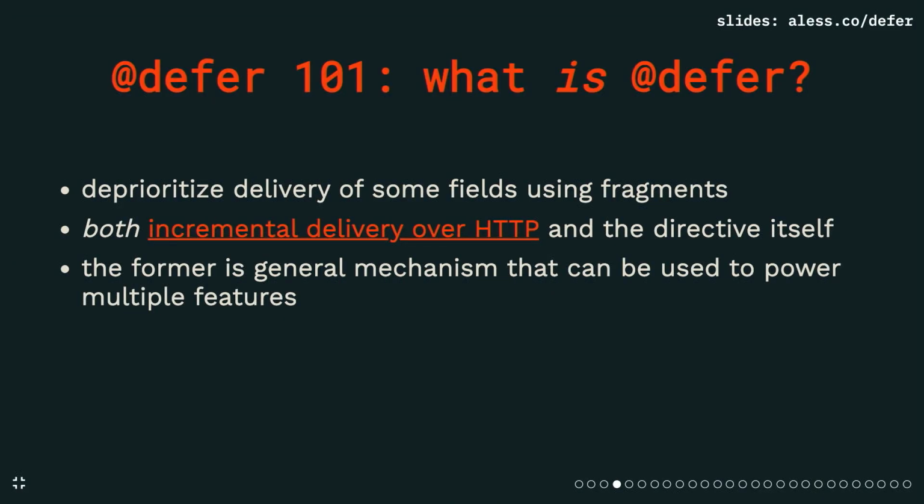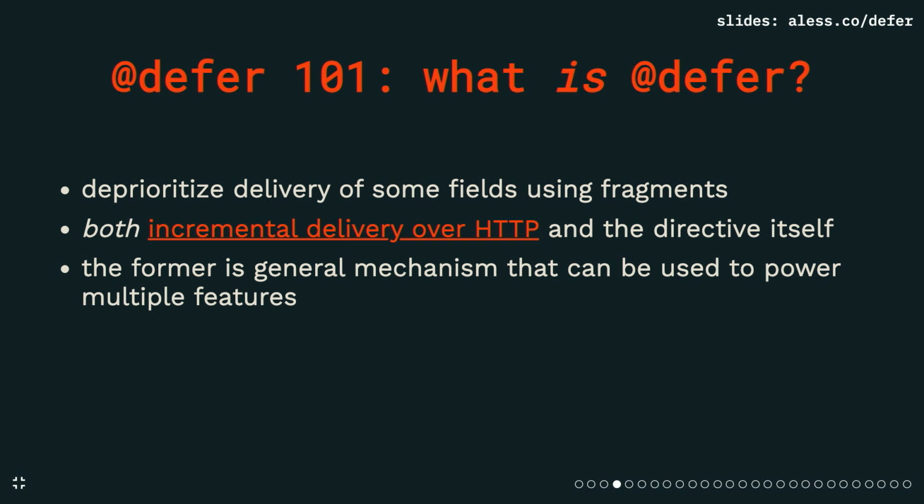Okay, so let's dig in. Let's talk about defer. What is defer? So defer is a directive that will allow us to deprioritize some fields on a query. And that's a way of signaling to our server that we want to receive an initial payload of data with the rest of the fields. And the fields that we've marked with defer can be delivered at a later time. They're not essential for us to render something to our users.